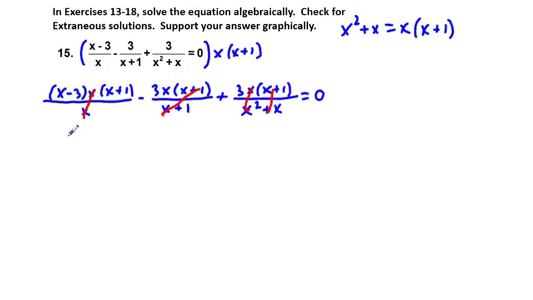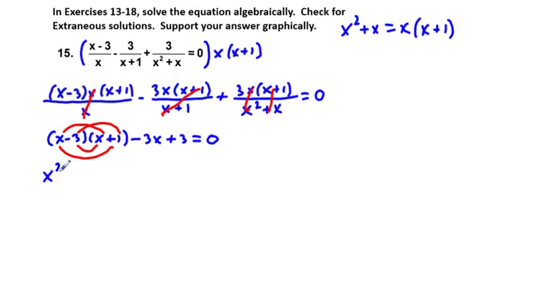So what we have left is x quantity x minus 3 times quantity x plus 1 minus 3x plus 3 is equal to 0. And just multiplying this out, we can do different ways. We can do this FOIL type operation here. One way of doing this. Not a big fan of FOIL, but in this case we're going to do it just to speed things up. So we have x squared minus 3x plus x minus 3, and that's this whole thing worked out, and then we have minus 3x plus 3 is equal to 0.